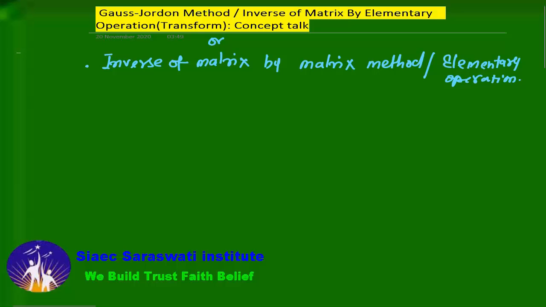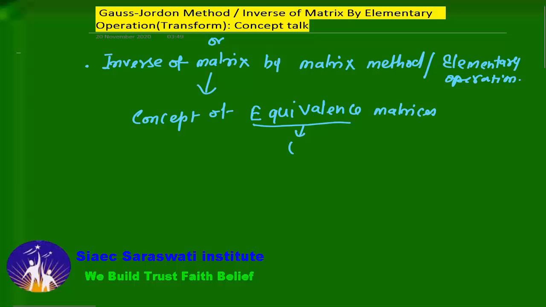The thing is, the logic behind it is the concept of equivalence matrix. And equivalence is represented by this sign. This sign is known as the equivalence sign notation.